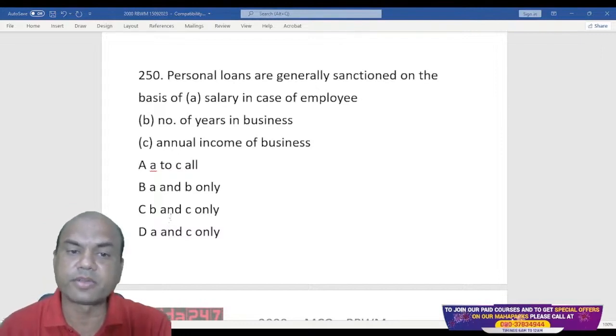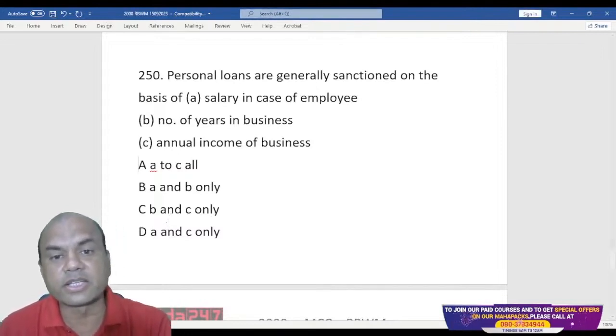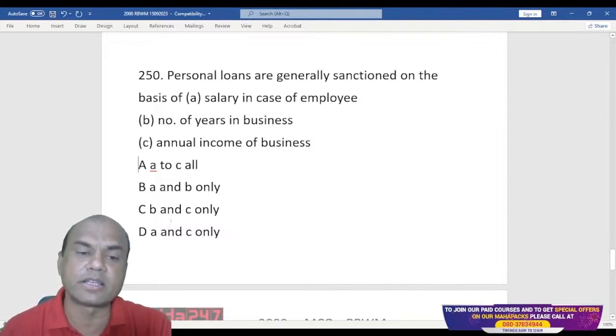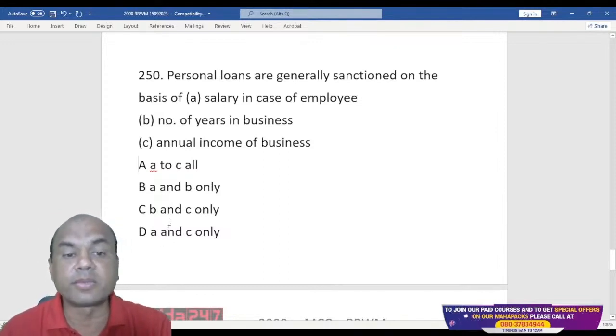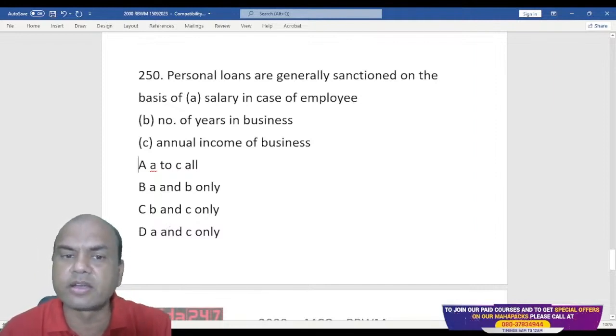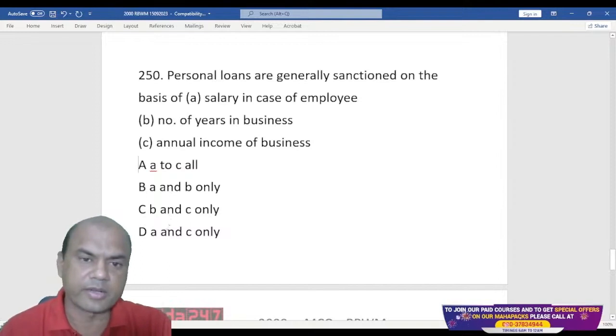Personal loans are sanctioned on the basis of salary in case of an employee. Is it on the basis of only salary, or on the basis of number of years for businessmen? Here, for a salaried employee, it's very easy. Just see the salary slip and Form 16 and you'll get the details of that customer, right?